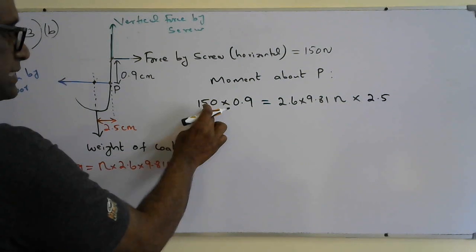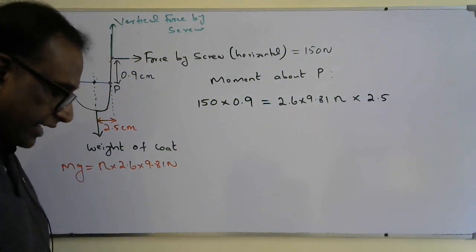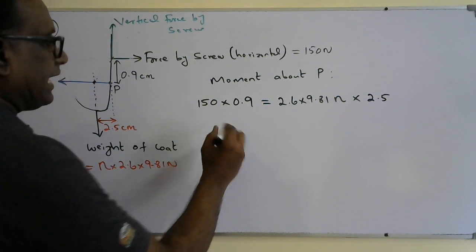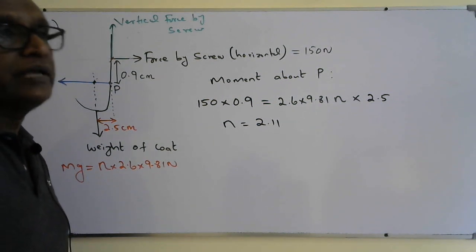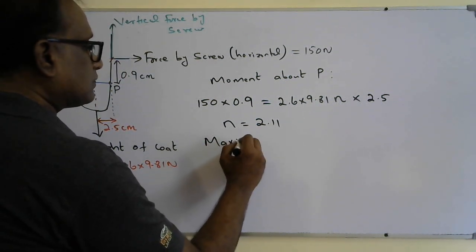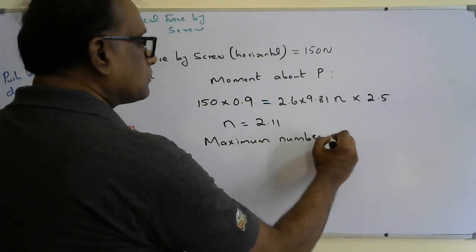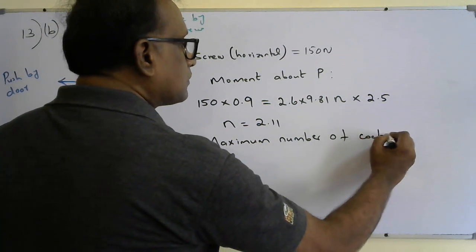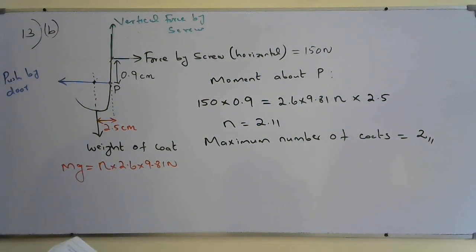So this is the maximum force. What could be the maximum value of n? We are going to find it. So solve it, you will get n equal to 2.11. The number of coats cannot be a fraction. So the maximum number of coats should be 2. So he can't hang more than 2.